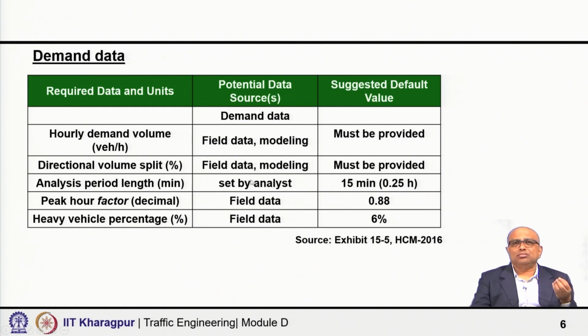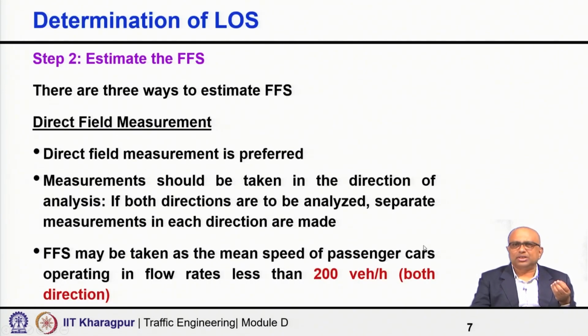Analysis period normally is the default value of 15 minutes, that may be assumed. So, hourly rates are calculated based on the 15 minute count. Peak hour factor normally should come from the field data, but if nothing is known you may assume 0.88. Heavy vehicle percentage also comes from the field data, and if not, a default value of 6% may be assumed. And these are as per exhibit 15.5 of the Highway Capacity Manual 2016.